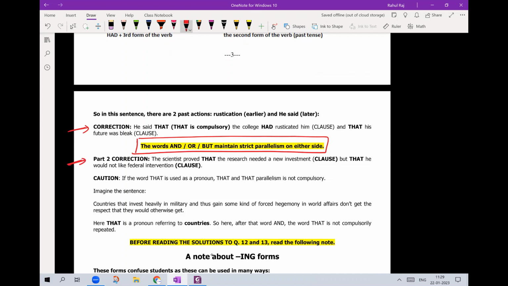Now let's look into the other statement. It says that the scientist proved that. Now, the moment you confront this that, first tell me, is this that a pronoun? Think about this. Because if at all this is a pronoun, this will go back to the scientist.